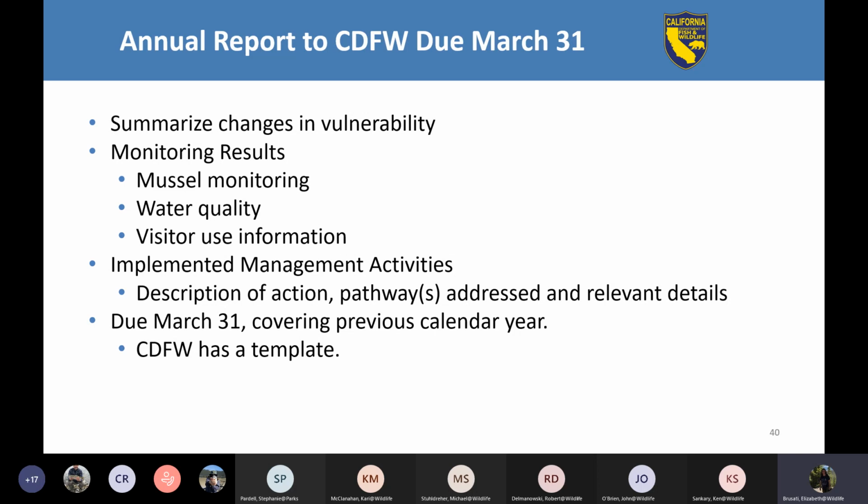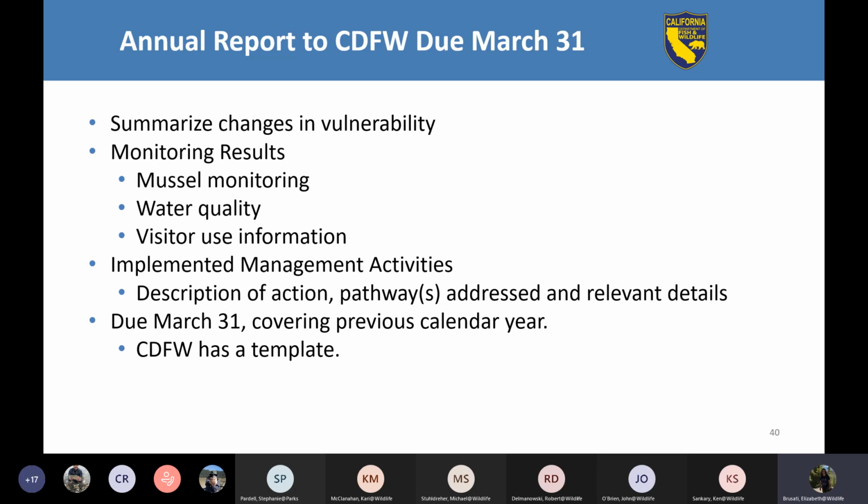The requirements for that report is that you need to summarize any changes in vulnerability at your reservoir. That might be something like if you open an additional boat ramp and now you're more vulnerable to introduction because more people are coming boating, or conversely, if you establish a new inspection program, and so maybe your vulnerability has decreased because now boats are being inspected.